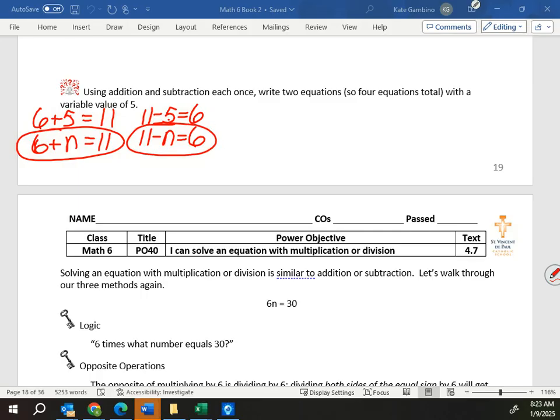Your variable needs to be in the plus or the minus side, not the equal side. We don't want it to equal 5. We want it to be inside there so I can put my n in and it'll look like the work we've just been doing. So I gave us one set. You need to do your own set because it says 2 addition and 2 subtraction. I give us 1 addition, 1 subtraction. So you're going to come up with your own addition and subtraction.